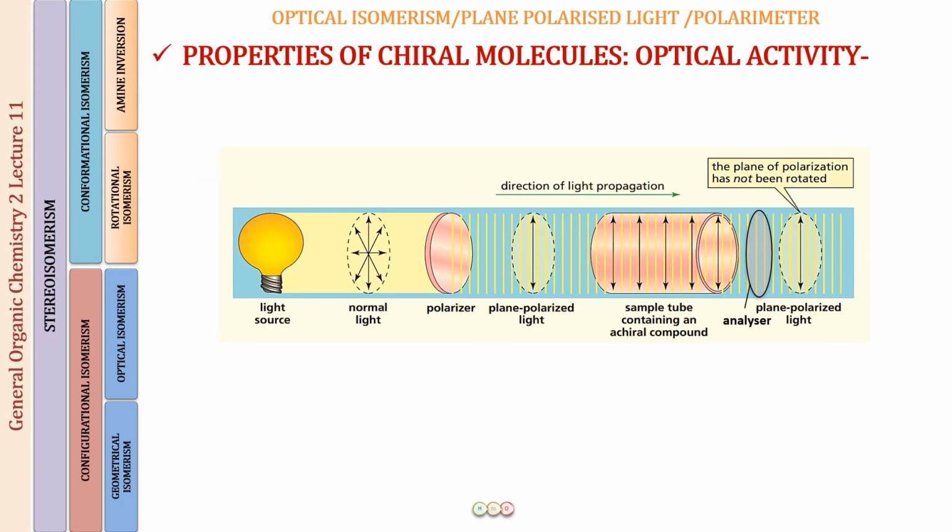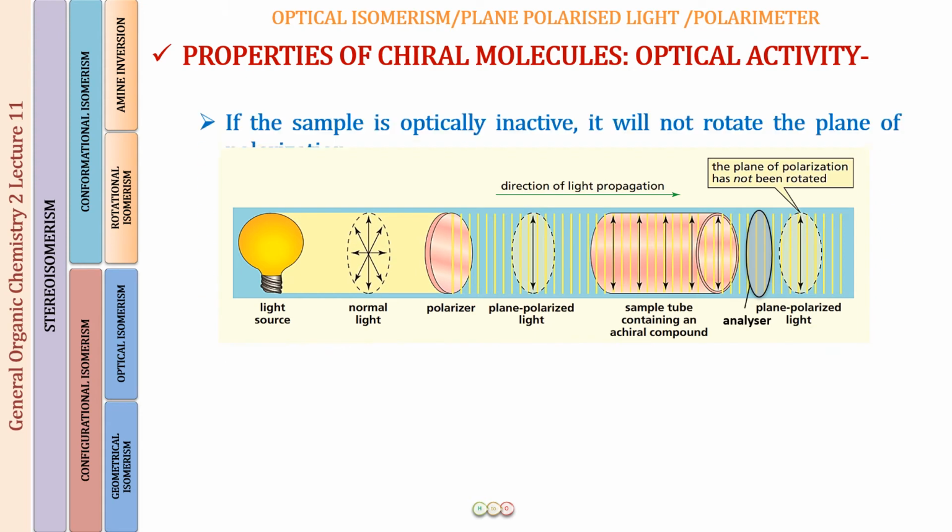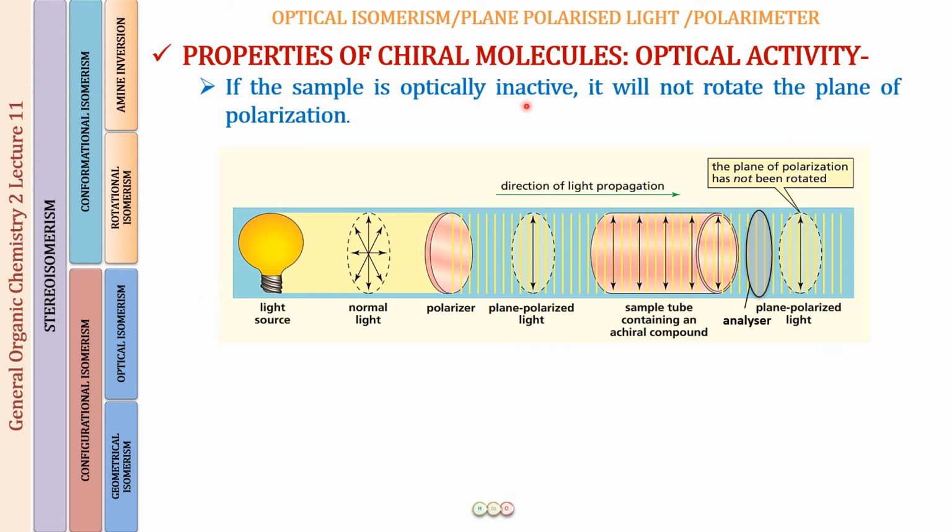So now you have placed your sample in the sample tube and you are checking it through the analyzer. If you see complete darkness, what would that mean? It would mean that the plane polarized light has not been rotated. It is coming in the same direction as it was. Therefore, the sample is optically inactive as it does not rotate the plane of polarization.